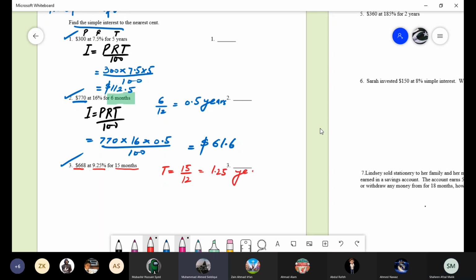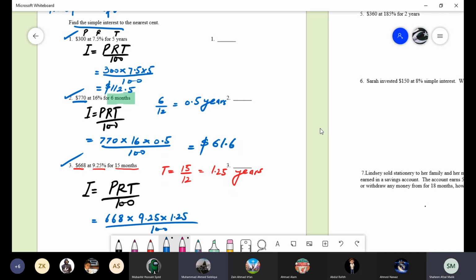Okay, so Ahmed Siddiqui, you have to solve the whole question, beta. Ma'am, then I am going to write PRT over 100. 668, very good, multiplied by 9.25, very good, multiplied by 1.25, divided by 100. 77.237.